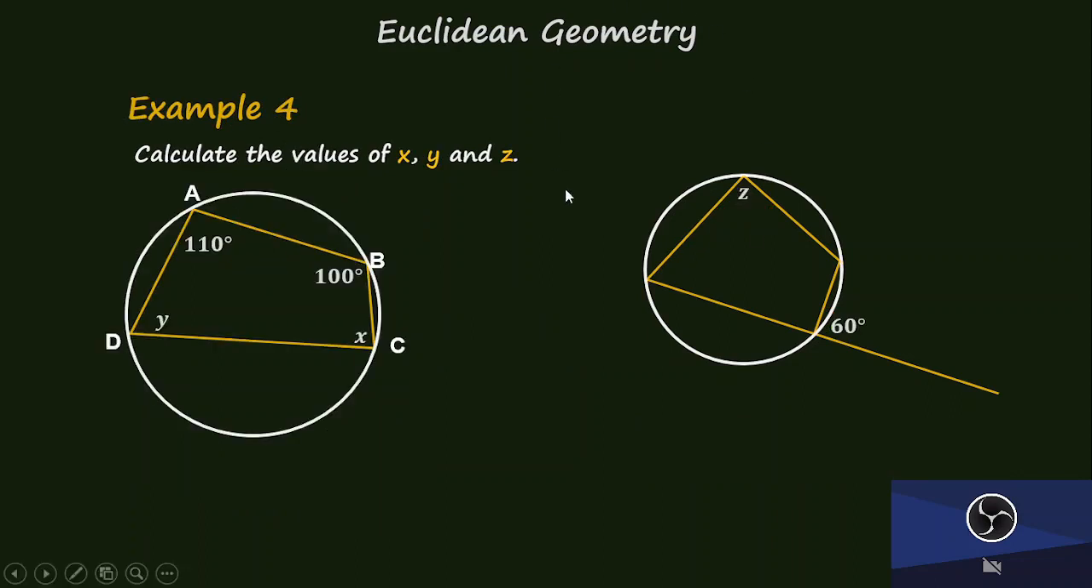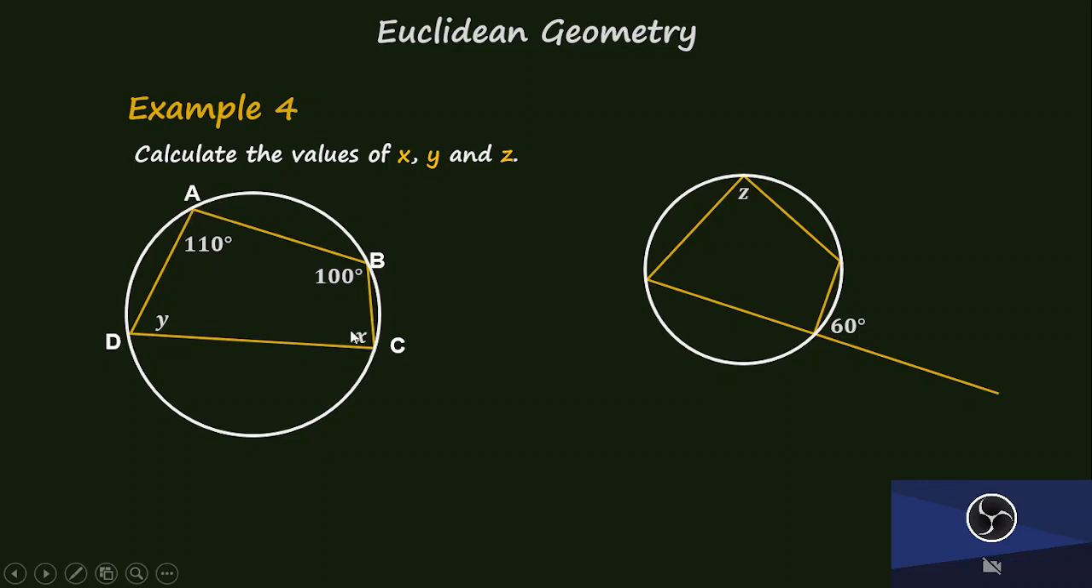Let's have a quick example of this. In this case, we have to calculate the values of x, y, and z. Now, to find the value of x, we know this is a cyclic quad. How do we know that? We know because A, B, C, and D are all on the circumference of this circle. So this four-sided shape is a cyclic quad because all its four vertices are touching the circumference of the circle.